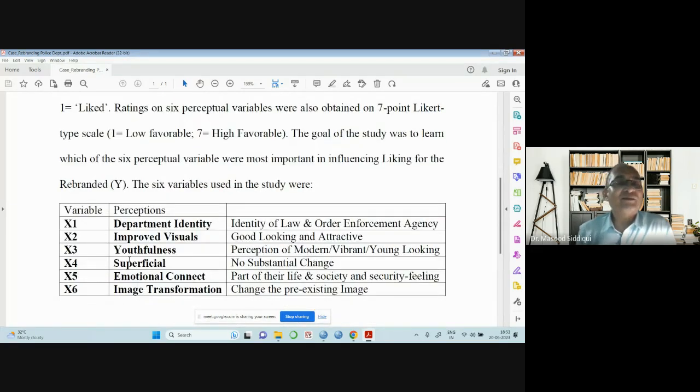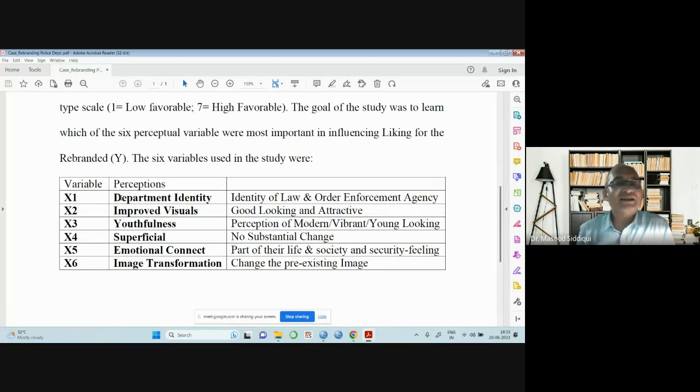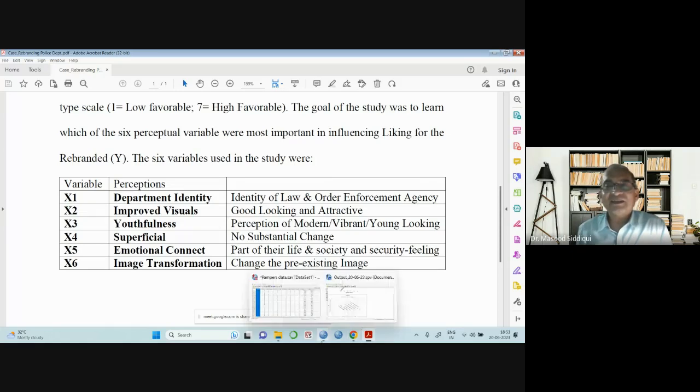These are the 6 variables, 6 predictors. Number one, departmental identity, X1: whether that logo represents the departmental identity of a law and order enforcement agency. Number two, it is good looking and attractive. Number three, whether it gives the feeling of a modern, vibrant police department. Whether there is no substantial change. The next one is whether it shows the emotional connect, that it's a part of their life and society and provides them the security feeling. And the last variable is whether it has introduced some image transformation or not. So this is the case and this is the data.